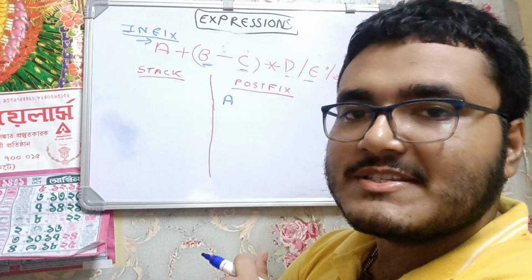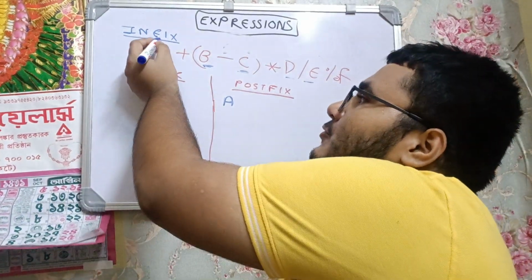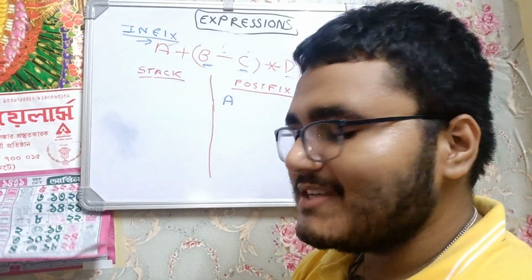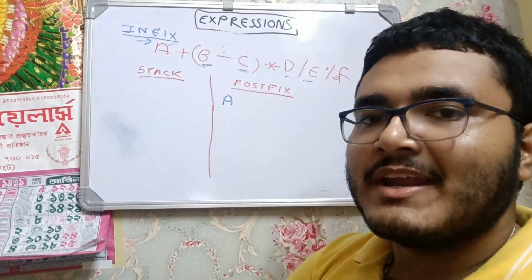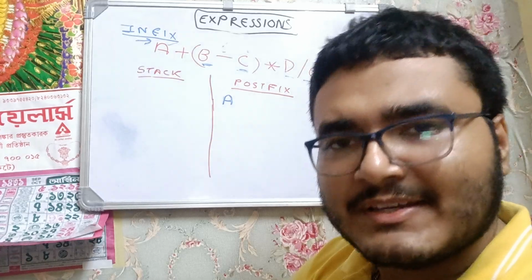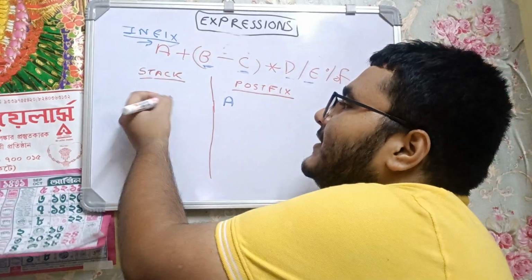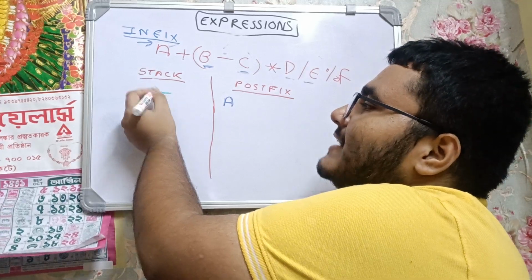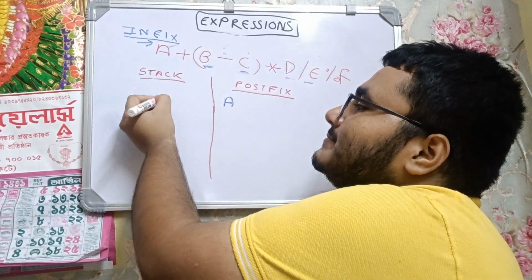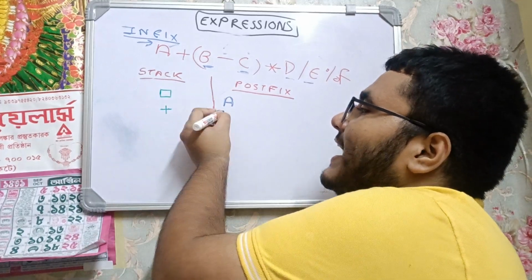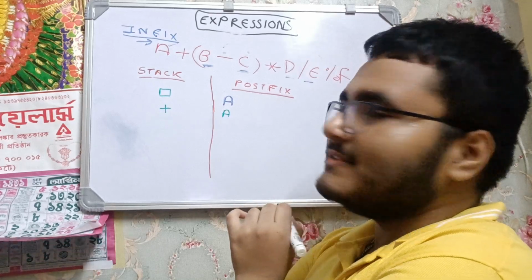First operand arrived is A, and A is pushed to the postfix. So this is done. Now next is plus, my next operator, right? Plus is my operator. If operators arrive and the stack is empty, push it. As the stack is empty, let us push it into the stack. In the first step, nothing was done in the stack, so it is empty. We'll just make a box like this. In the next step, plus arrives and A remains as it is in the postfix, right?